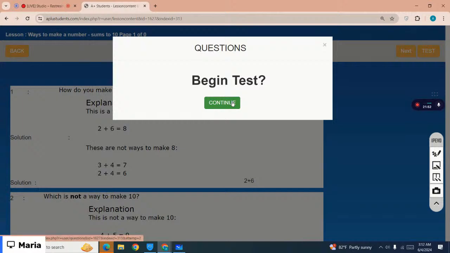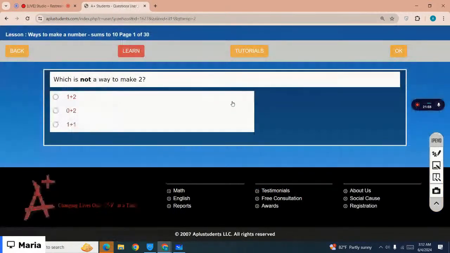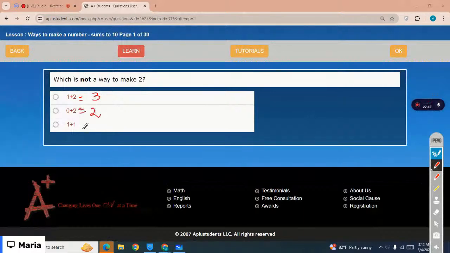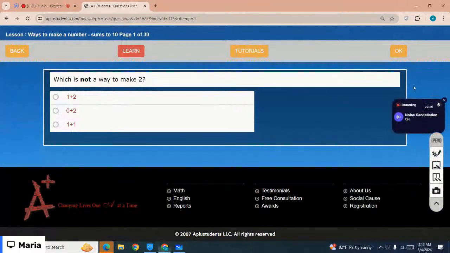Let's start with the test questions, which is not a way to make 2. So that means you need to select the option that is not a way to make 2, right? Start with the first option: 2 plus 1 is 3. 2 plus 0 is 2 and 1 plus 1 is 2. So these two options make 2, and this is the one which is not a way to make 2. So option number 1 is the correct option.